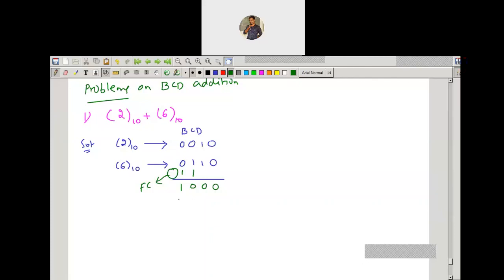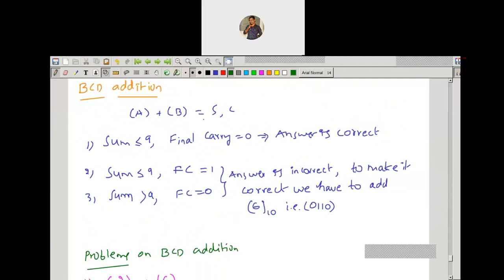Now you can observe which case it is. This is the sum. The sum is 8, not 9. And what about the final carry? The final carry is 0. You didn't get any final carry. So this is case 1. You can observe here, when the sum is less than or equal to 9 and the final carry equals 0, the answer is correct.